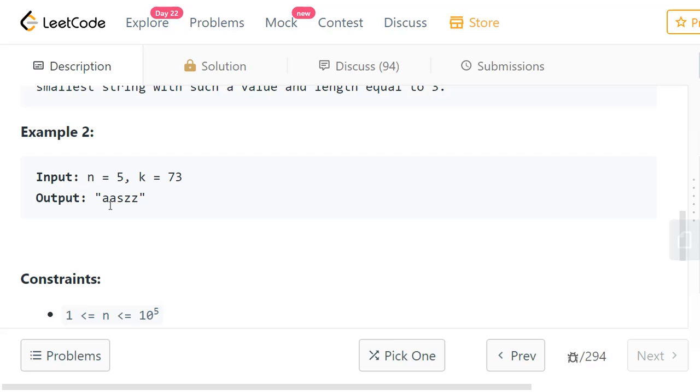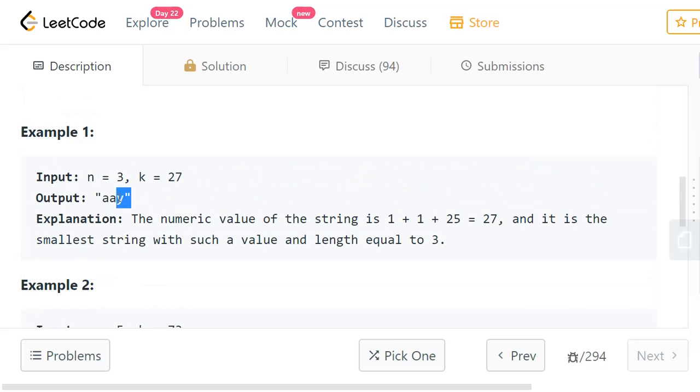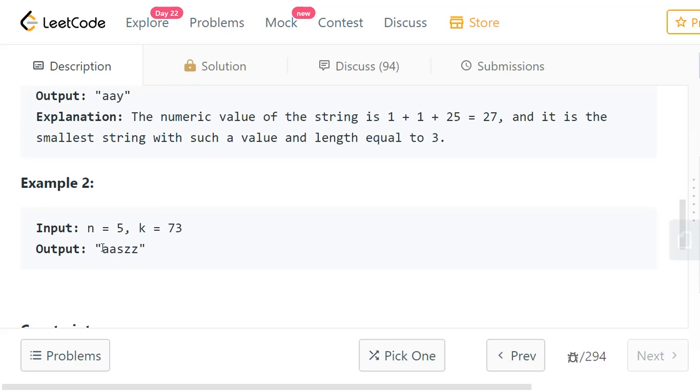Basically, when we have to form the smallest string, we should always start with the smallest character. That means we have to start with the alphabet A. As we have seen in the previous example, the answer is AAY, because we started with AA to get a smaller string. Similarly here also we start with AASZZ.